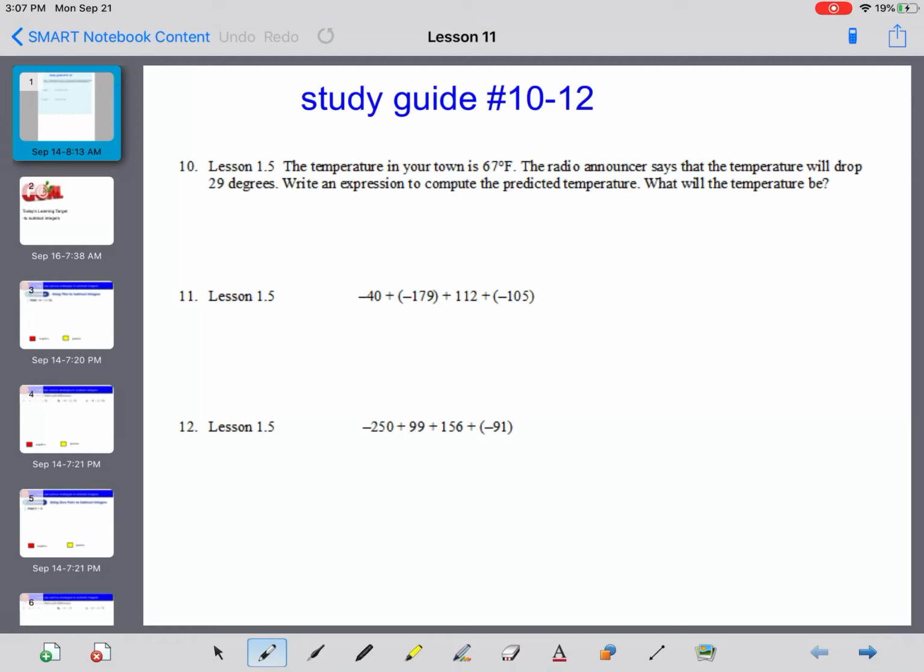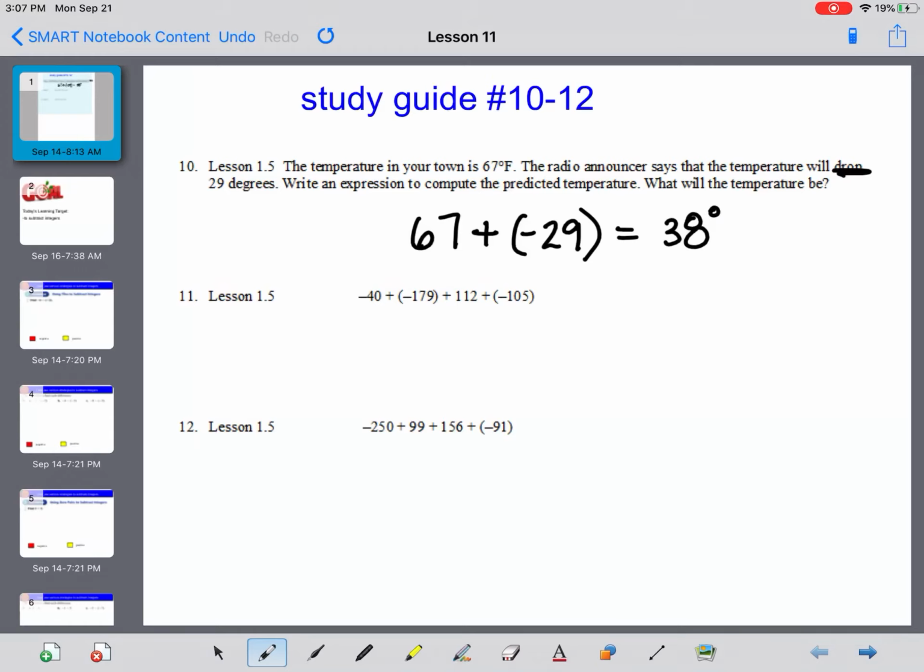All right, so the first one, the temperature in your town is 67 degrees Fahrenheit, and the radio announcer says the temperature will drop 29 degrees. Write an expression to compute and predict the temperature. What will the temperature be? Well, I see that it starts at 67 degrees, and the temperature will drop, which means that it will decrease to negative or add negative 29 degrees. So 67 plus negative 29 is 38. So the temperature will be 38 degrees.